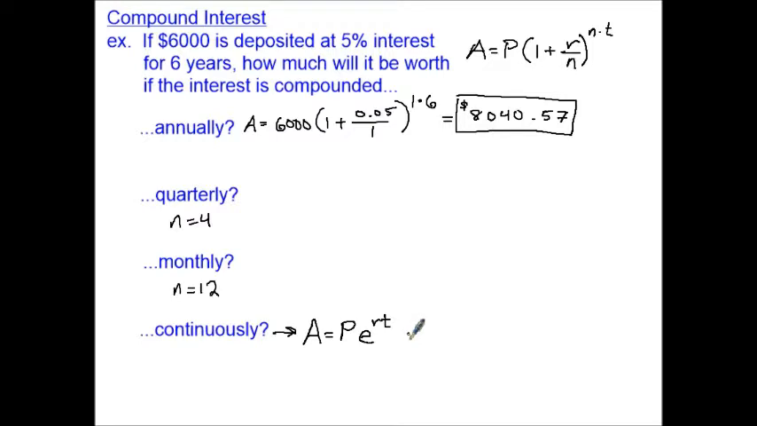So if I have those same conditions, and I'm talking continuously, I've got A equals 6,000 principal, and I'm going to multiply that times E, and then 0.05, and it's a little awkward to put a dot over there, so I'm going to use a parenthesis with my 6. Okay, and again, just type that in your calculator, and whatever comes out should come out. But that's how you do it.